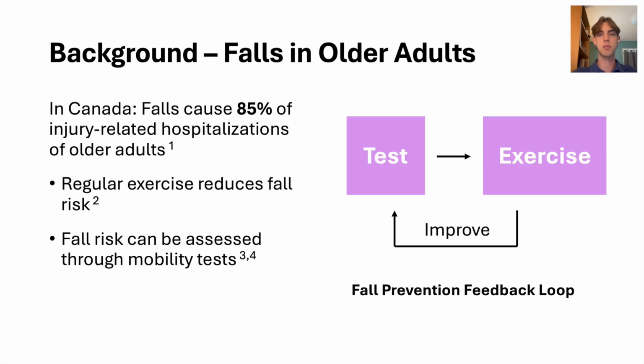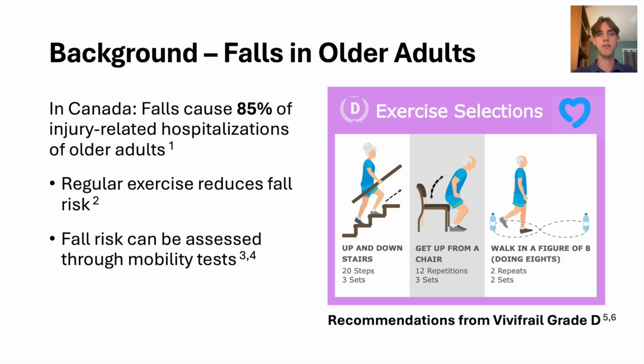Fall prevention should be a closed loop, where tests guide exercise choices and are redone to update training over time. Vivifrail is a validated system to help this process. Adults can receive a Vivifrail grade through testing, and each grade has an exercise program appropriate for their current level of fitness and fall risk.